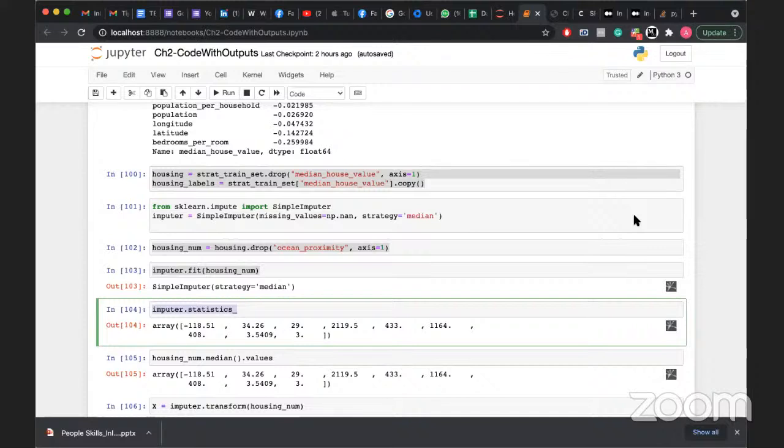come on guys, try it out. Imputer.statistics_. Then you're going to get all the computed values, the computed medians. Once you're done with that, please give me a yes. If you've gotten the values of imputer.statistics_ as shown on my screen, please give me a yes, guys.